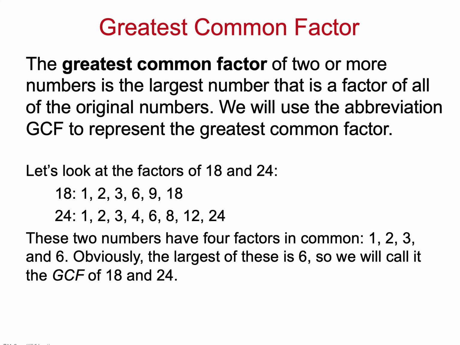The greatest common factor of 2 or more numbers is the largest number that both of those are divisible by. So the only way to find this is to list the factors. So I listed the factors of 18 and I listed the factors of 24. If I look at the numbers, I see the highest number that's present in both sets is 6. So 6 is the greatest common factor.